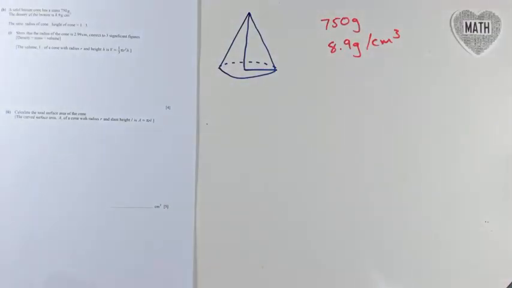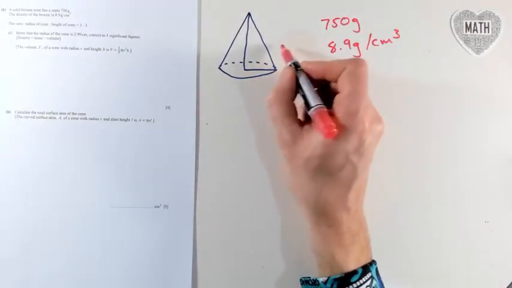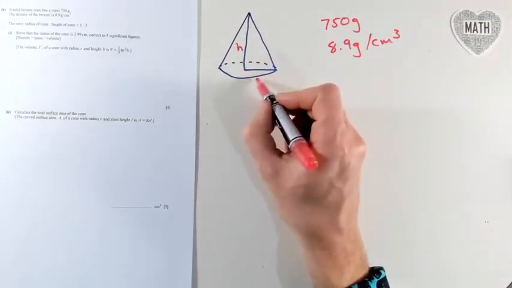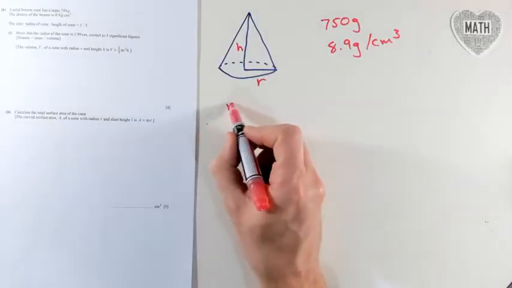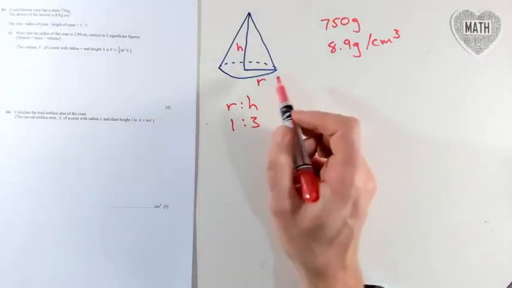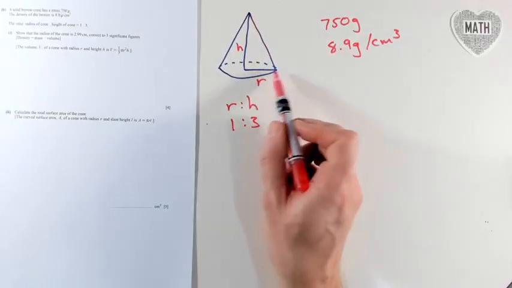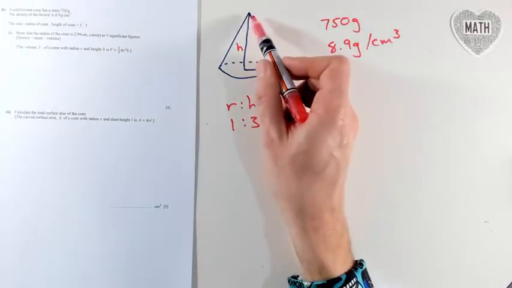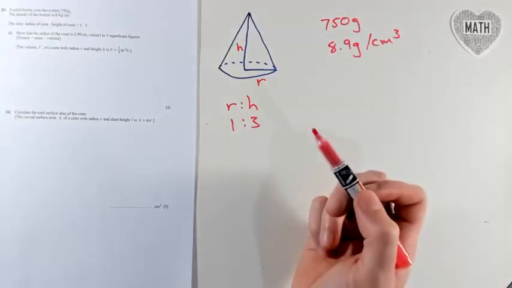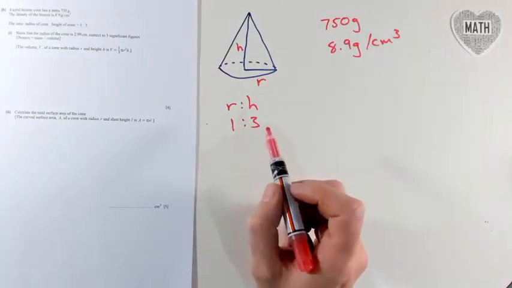And they're saying the ratio of the radius of the cone to the height of the cone is 1:3. So let's say this is the height and that is the radius. So the radius to height would be 1:3. Basically if the radius is 1, the height will be 3, or if the radius is 2, then the height would be 6. Okay, so it's just like 1 to 3, 2 to 6, 3 to 9, etc.